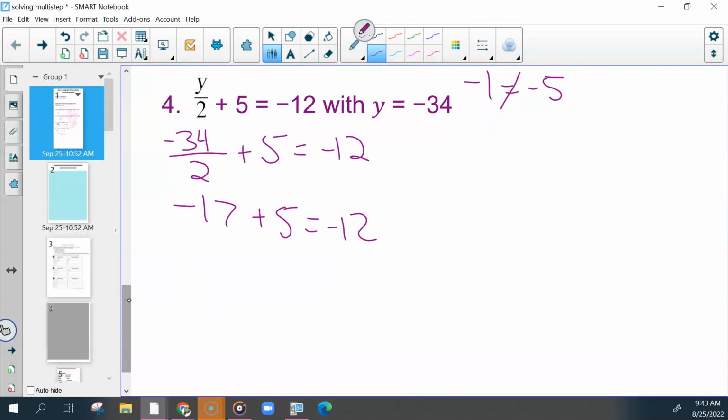As I said, I think that'd be 32. And then if we added these together, we would get -12. So this is a true statement, so this is a solution.